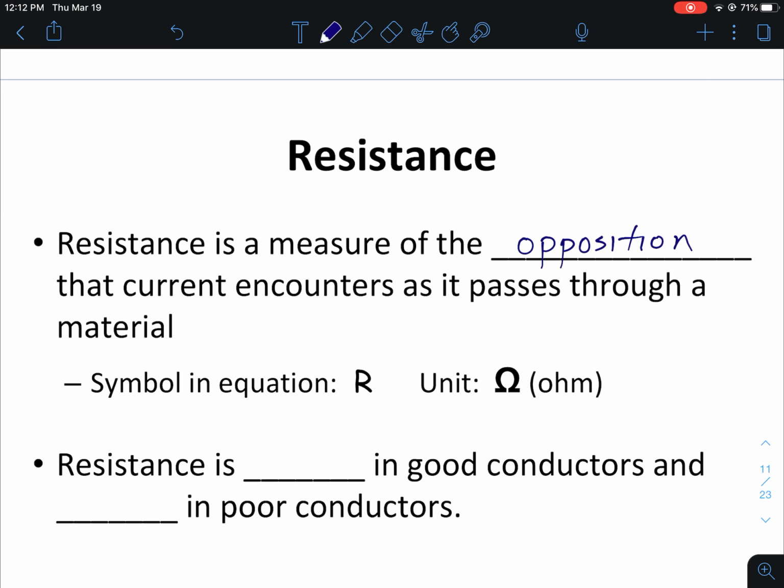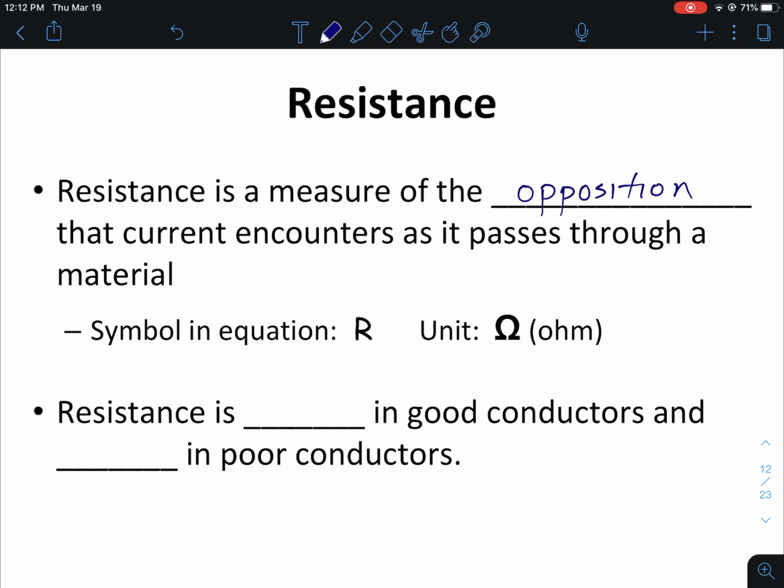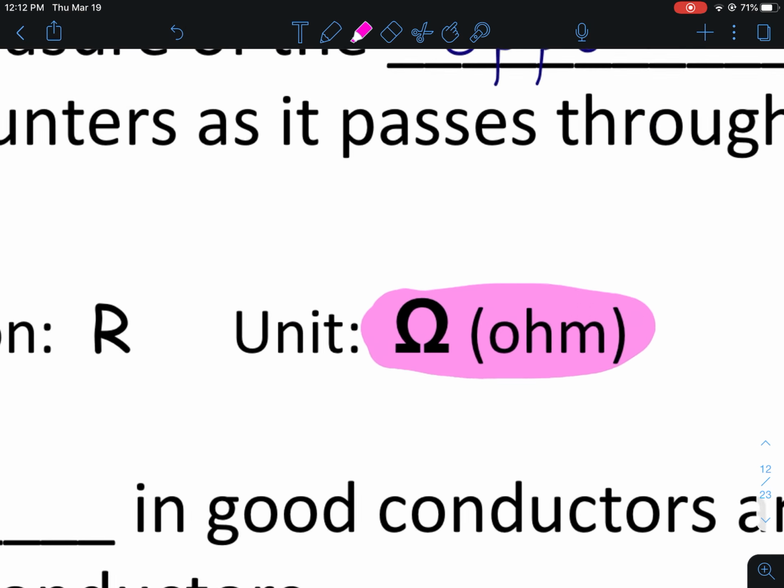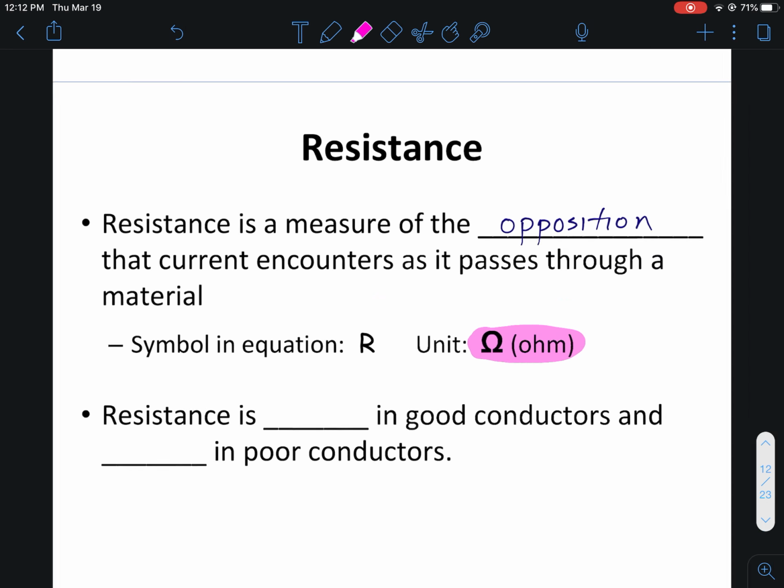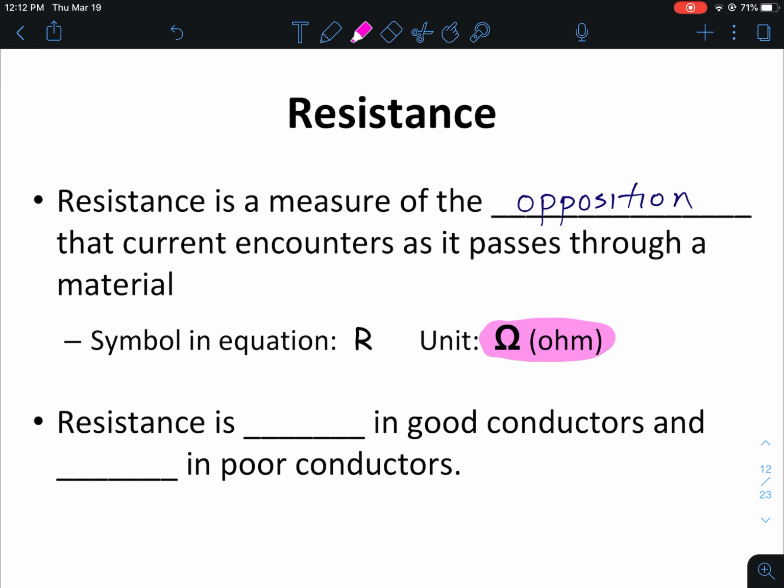So in any sort of circuit, there are going to be resistors. Resistance is literally the opposition that current encounters as it passes through material. Its symbol is R, that makes sense, and its unit is something called the ohm. That will become a little more clear when another teacher teaches you about Ohm's law, where you use V and I and R. But the ohm is the unit for resistance. You can think of it like a horseshoe; it's the omega symbol in the Greek alphabet.